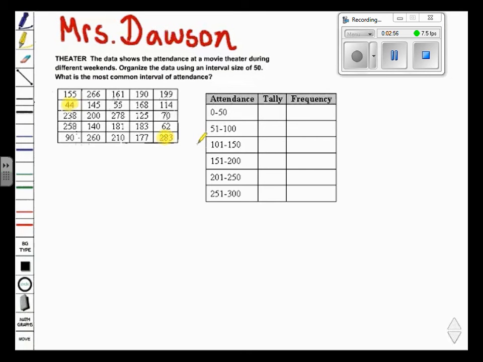If we organize a table using an interval size of 50, we'll begin with 0 to 50, and then interval sizes of 50 all the way up to include 283, which means our last interval will be from 251 to 300 people attending. So let's make a tally chart. Since I've already highlighted the 44 and the 283, we better tally those before we forget. And then we'll just organize as we go.